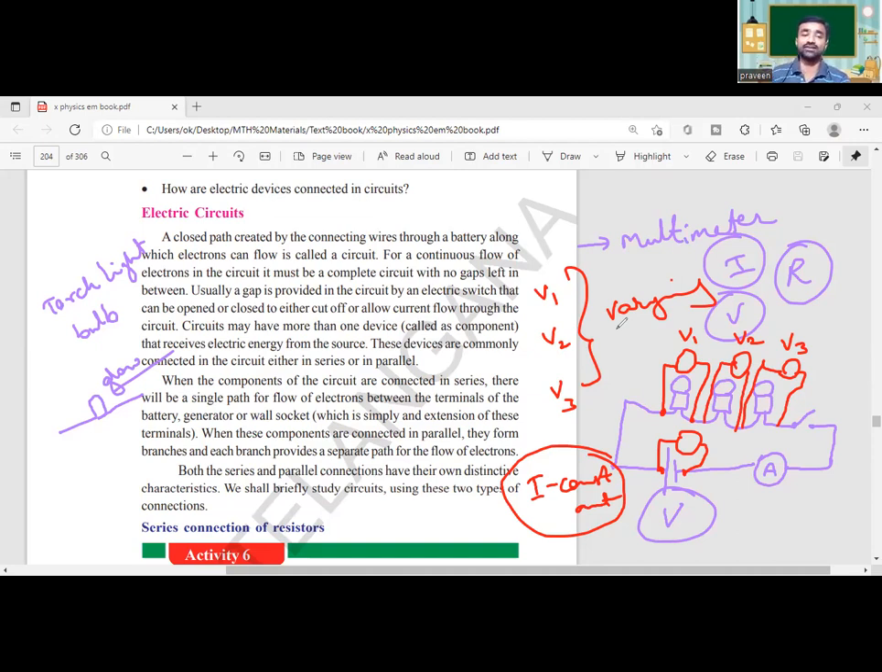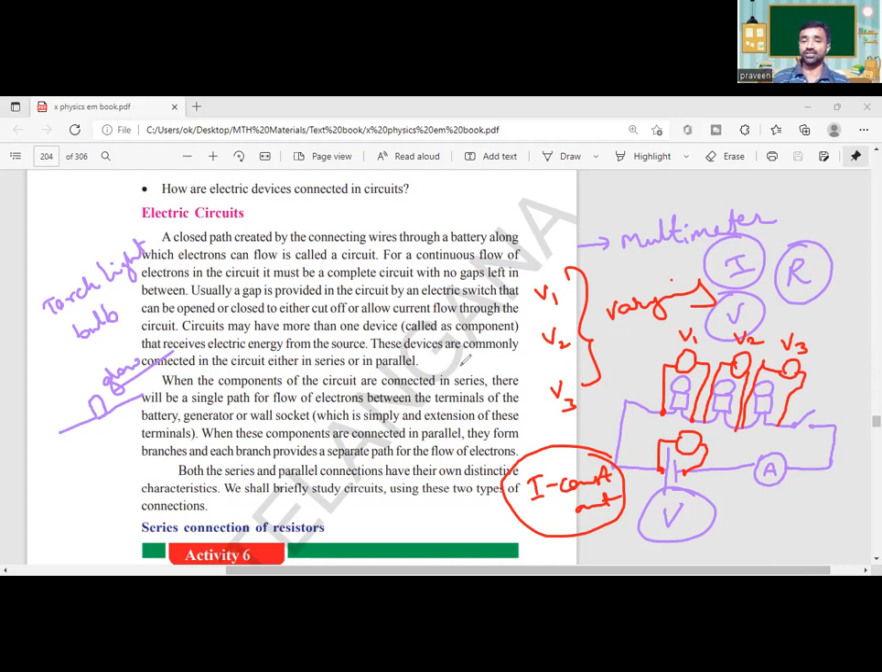Why not a normal wire? Have you thought about this? If you compare a normal wire and the filament wire in the bulb, the filament wire has more capacity for obstructing the charges than your normal wire, copper or aluminum or anything else, right? So the resistance is more for the filament. That's why I am saying the bulb is a resistor, right?